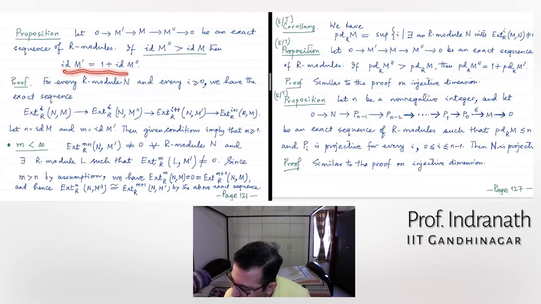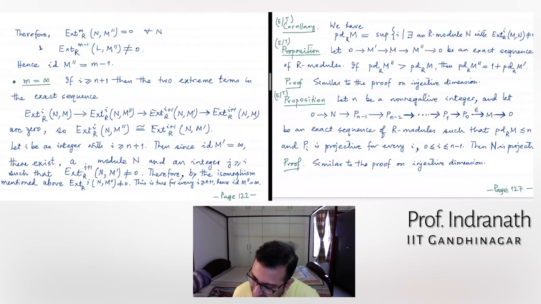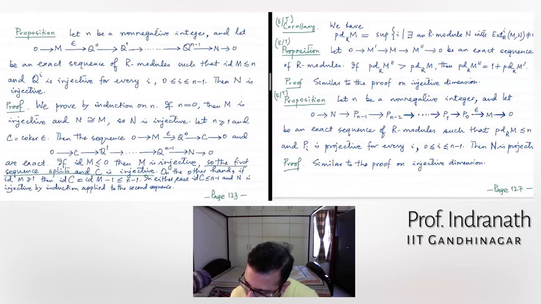Just like this one, assuming that the projective dimension is greater than the projective dimension of M. Similarly, we could prove that if you have such an exact sequence of R modules, such that the projective dimension is less than or equal to n and pi is projective, then you can say that N is projective. If you remember, we used it, and this is very helpful. Something similar to what you have seen here: if the injective dimension is less than or equal to n and all these are injective, then you can conclude that this is injective. So it's just going parallel; the arrows have to be put in the right order.